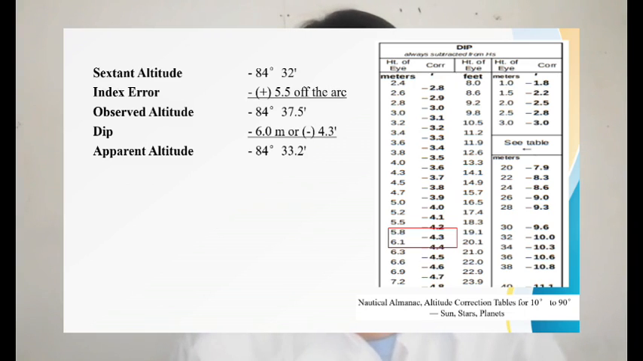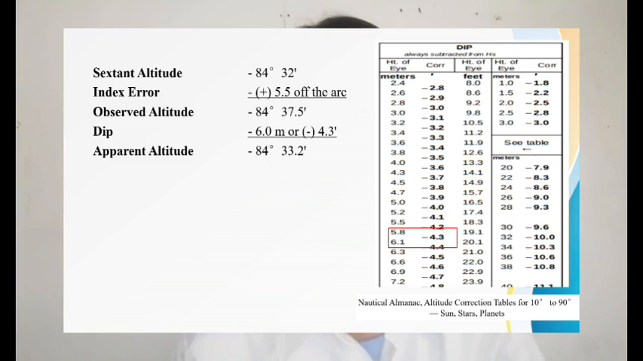Next, we're going to find our dip. So we have a height of eye of 6 meters. First, simply go to the Nautical Almanac under altitude correction tables for 10 degrees to 90 degrees for sun, stars, and planets, and go to the dip area. Simply locate our height of eye and find what correction it is in line to. So our height of eye is 6 meters, so it is in line to the dip correction of 4.3 minutes.